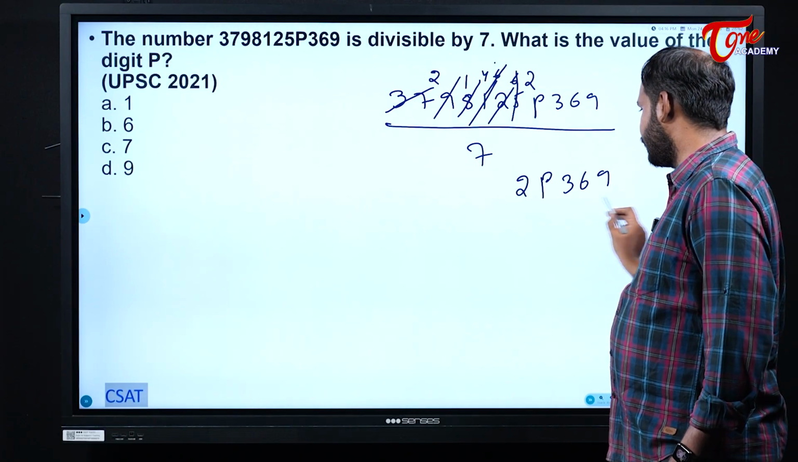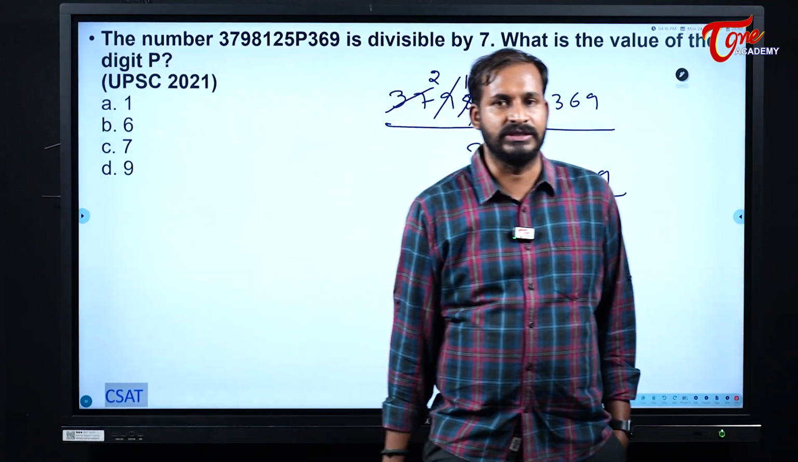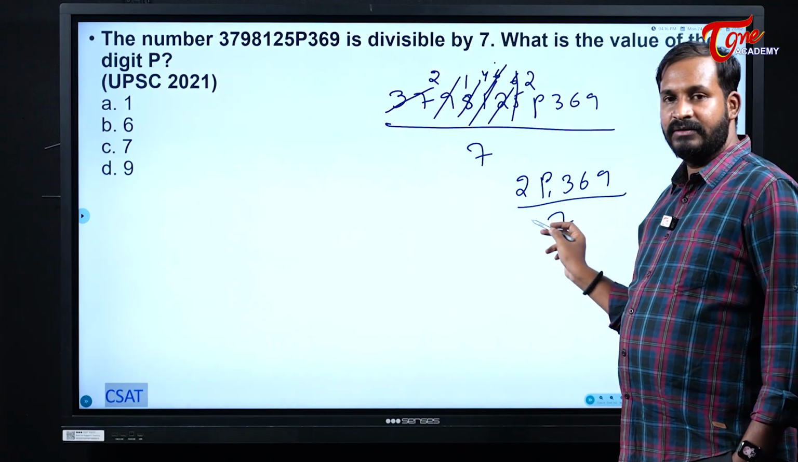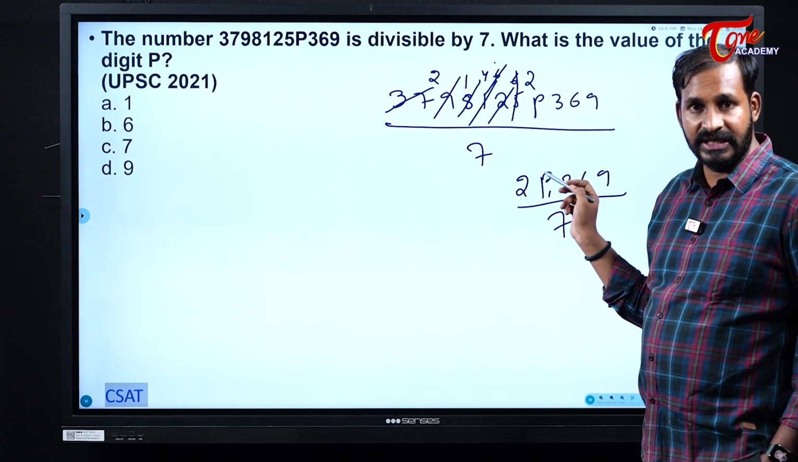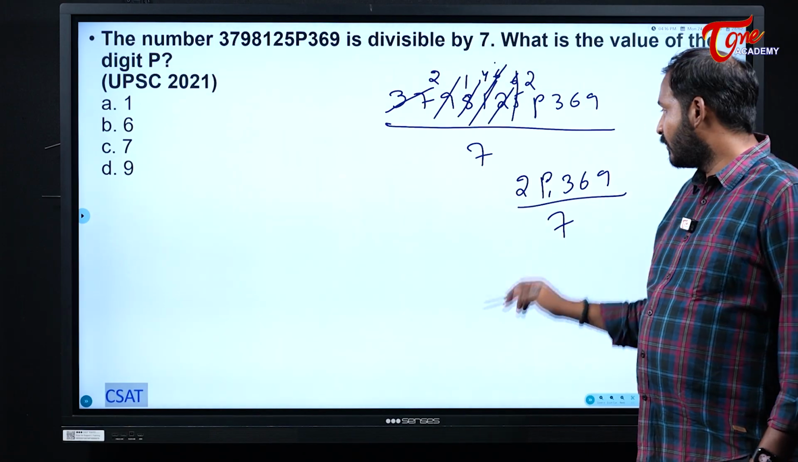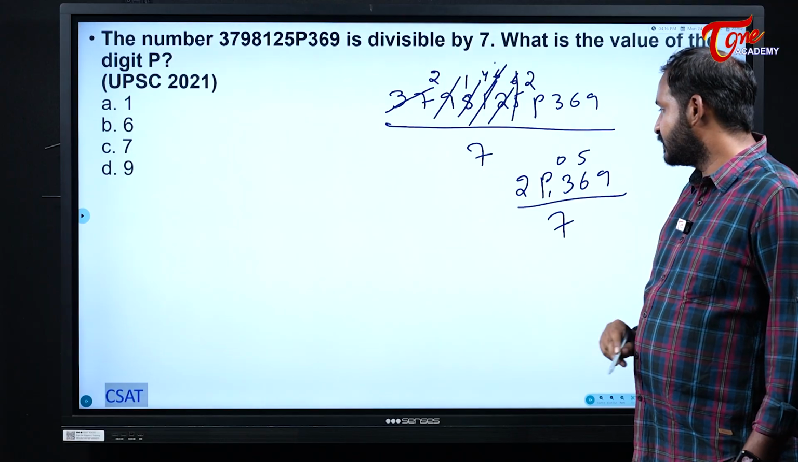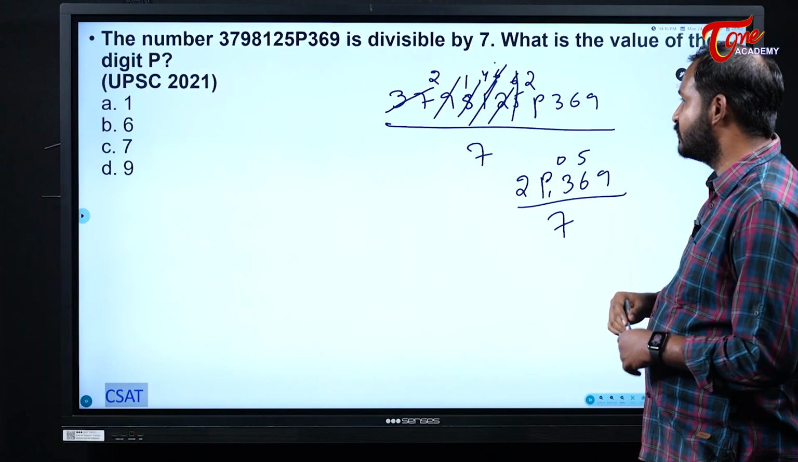So finally, my number becomes 2P369 divided by 7. Now, from here onwards, simply do the option substitutions. If I take 1 for the time being, it becomes 21, which will be cancelled, and 369 is left. So 369 is not divisible by 7. Why? Because 36 leaves a remainder, and 5 times 7 is 35, leaving 19. It is not divisible. So the P value, taking it as 1, is not possible.